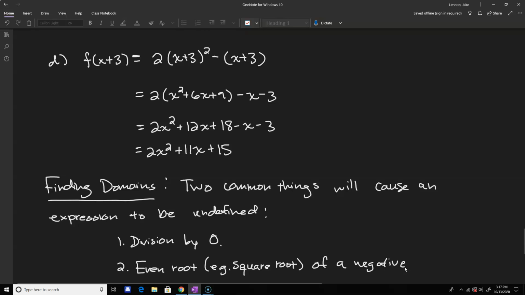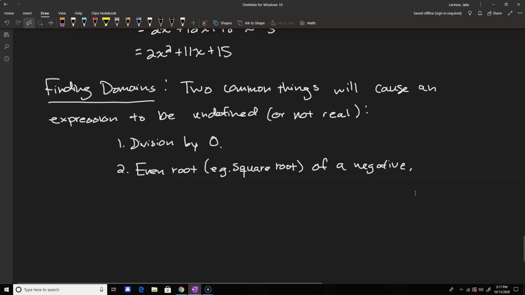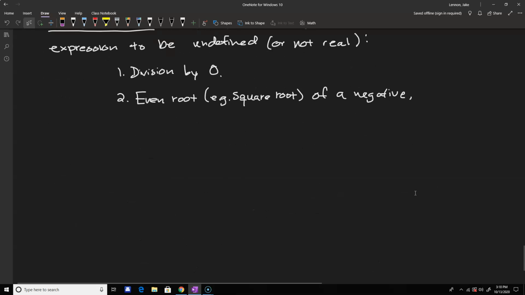I know technically I'm saying undefined here. Technically for number 2, an even root of a negative is just not a real number, but for the purposes of this class, we're just studying real values. So maybe I should say, to make that a little better, not undefined or not real. So when we see examples that ask us to find the domain, we're looking for those two things.